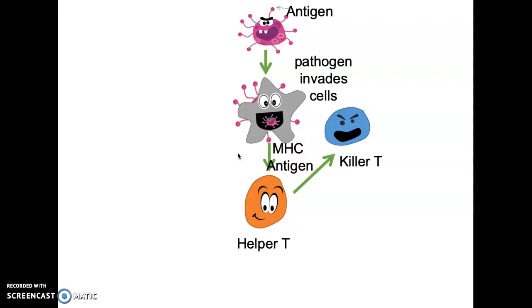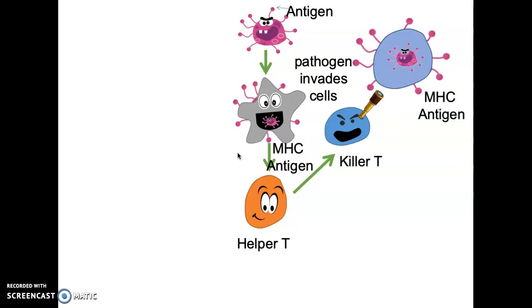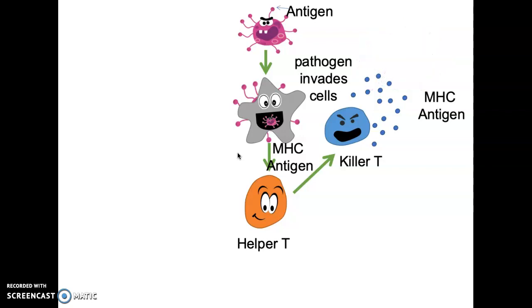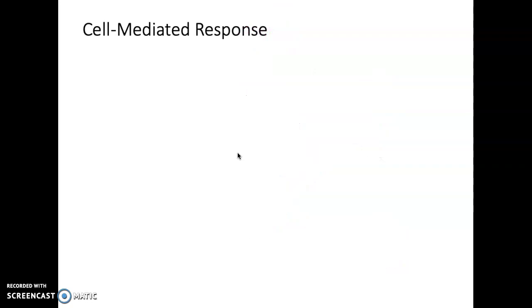It is a trained assassin. So it's going to look for those MHC antigens on other cells, and when it finds it, it's going to release a certain chemical that kills that cell. And just like in the B cell case, this is a case where there's also memory T cells. And this response is called the cell-mediated response. Let's take a full look at this.